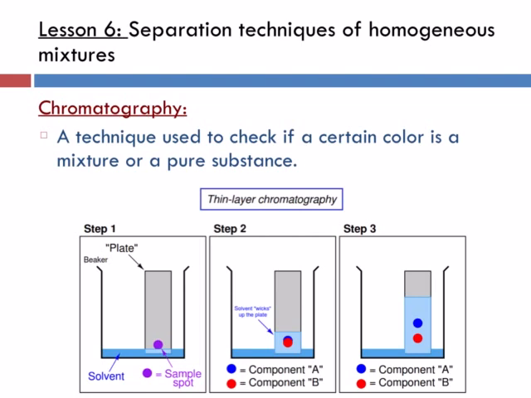Now you're gonna ask me, why these two colors separated into different layers and different heights? The reason why this happens is because some colors dissolve easier in water than other colors. In this case, the blue color dissolves more in water than the red color, which means that the blue color will be able to move higher up on the filter paper than the red.